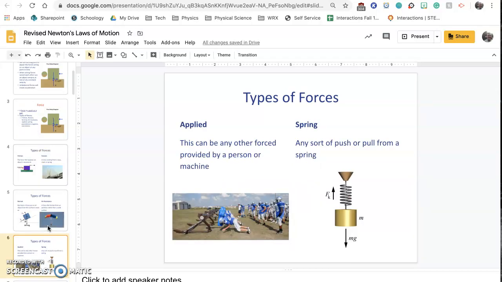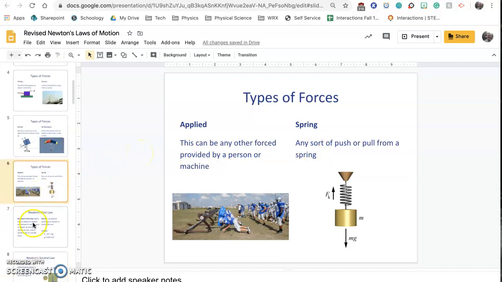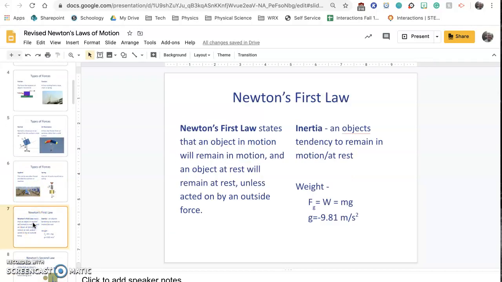We have applied forces, which are a blanket term for anything that's not covered in any of these other categories. Generally, it's going to be a result of some sort of person or machine applying a force to a system. We can have spring forces, which change a little bit as they are compressed and stretched out. So we've got all these different types of forces. Let's put them into some sort of relationship, moving into our laws of motion.